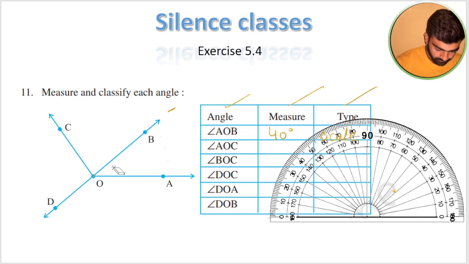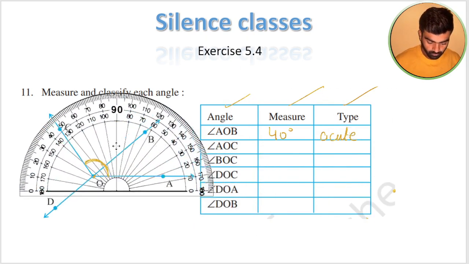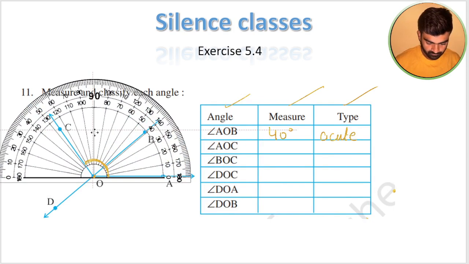Now let's talk about AOC. Over here we are talking about AOC, means we are talking about this particular complete whole angle. So don't get confused by this particular line. You don't have to take this line, you have to just calculate this particular angle. So you have to place this point over here. So we will put it over here like this.